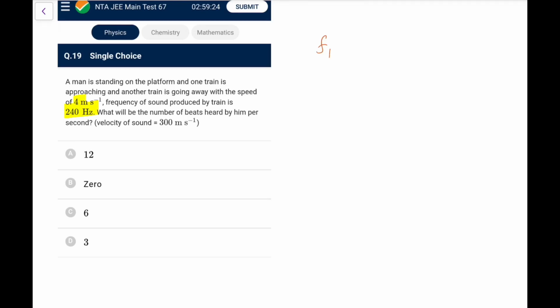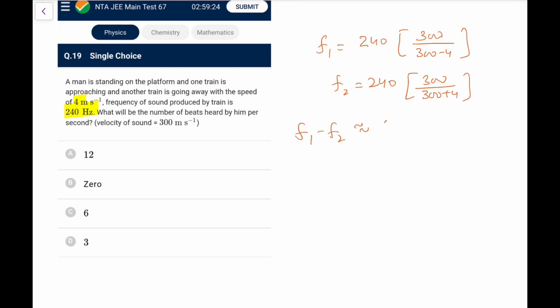So for the one which is coming towards it, it will hear 240 into 300 upon 300 minus 4, because the train is moving, the source is moving. For the second one, it would be 240 into 300 upon 300 plus 4. So if I do that difference, F1 minus F2, that will approximately come out as, you have done these things, you can directly say it would be 240 into 2 into 8 by 300 approximately. You can make it out.